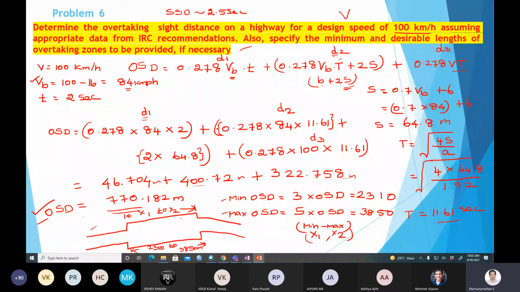So for the design of the overtaking zone, we define a minimum and a maximum of OSD. The minimum is 3 into OSD, and the maximum is 5 into OSD. So the value is supposed to be between these two. Maybe I assume or fix 3000 meter or 3500 meter. So this length is supposed to lie between 2310 and 3850 meter. This is the way we design the overtaking zone.